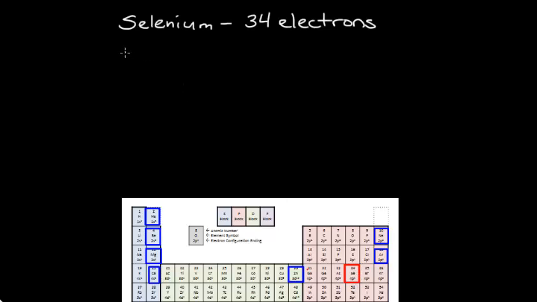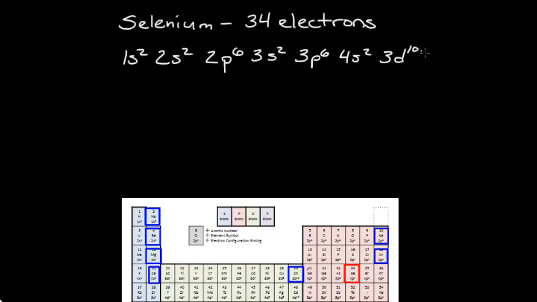So let's write it. Starts with helium, 1s2, beryllium, 2s2, neon, 2p6, magnesium, 3s2, argon, 3p6, calcium, 4s2, zinc, 3d10, and then we end with selenium, 4p4.